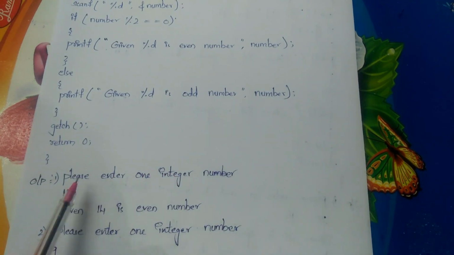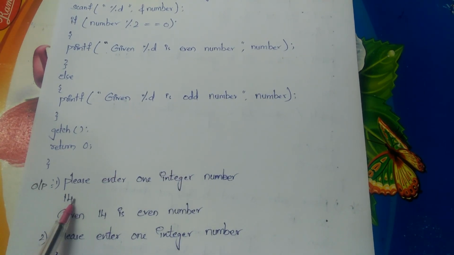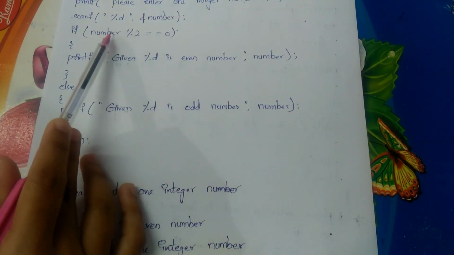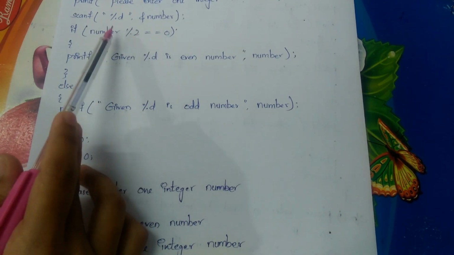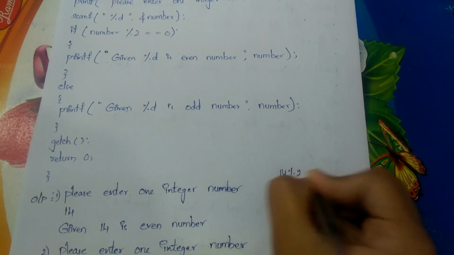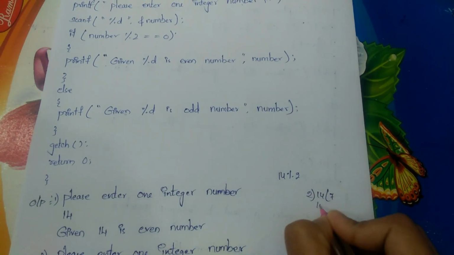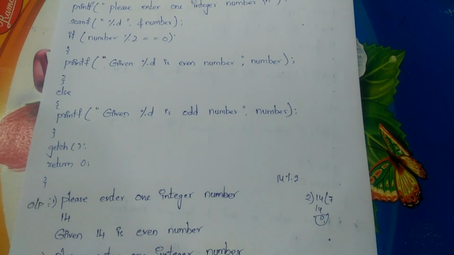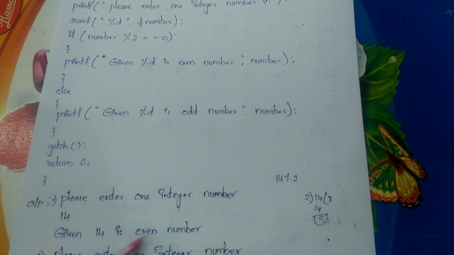So let's see the output. Please enter one integer number. First I am giving one number, that is 14. Now it checks this test condition. That 14 will be stored in number. So number %2 equal to 0, nothing but 14 %2. When we divide 14 by 2, two sevens are 14 and the remainder value is 0. So the test condition is true. At that time this printf statement will be executed, that is: given 14 is even number.